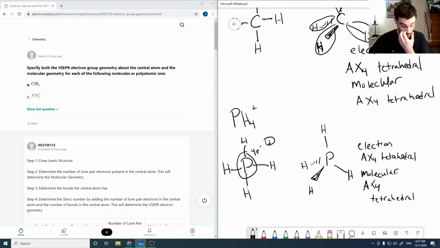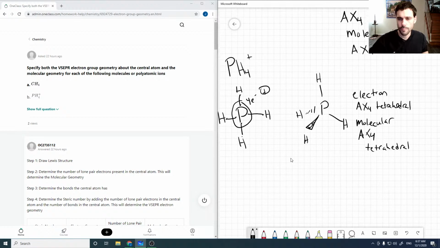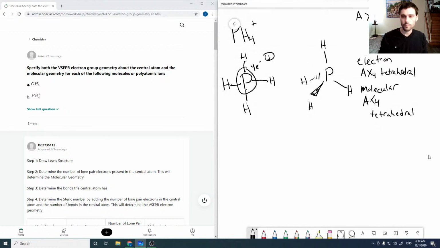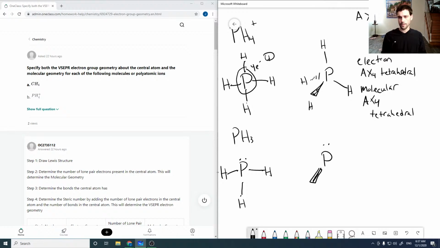Okay, so then the next one is PH3. Phosphorus has 5 valence electrons normally, without the positive charge. So there we go. And that bonds up nicely, so it looks good. And so we have this. And so our 3D structure is going to be something like this.